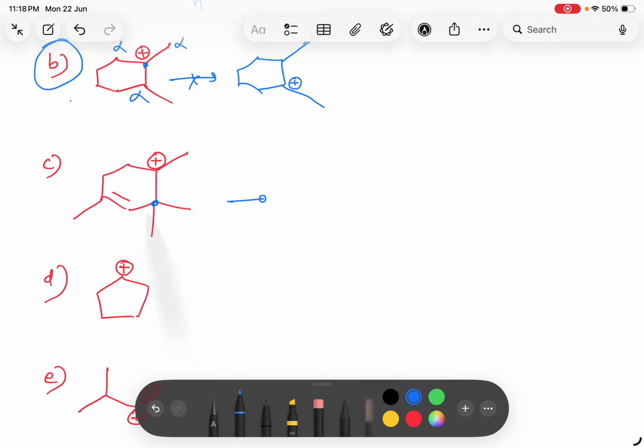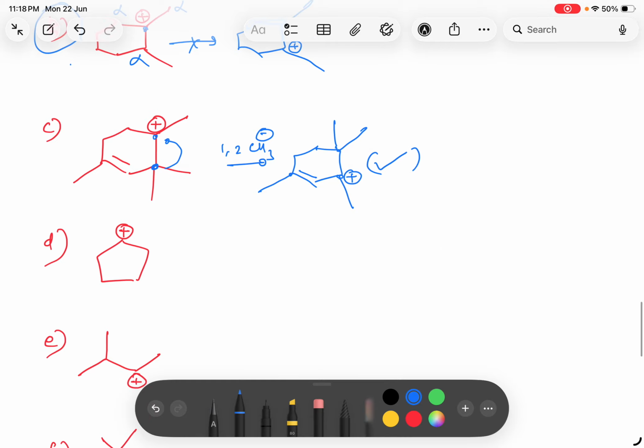At this position we don't have any alpha H. So we can shift the methyl group. So if you shift a methyl, now you can see this is a 1,2 methyl shift. At this position, this carbocation is not in resonance, but here it is part of resonance, and resonance increases stability. So this one is the stable one. So this would rearrange into this.